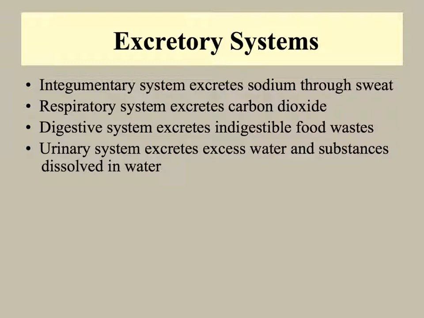We've already talked about several excretory systems as we've looked at other body organ systems. In the integumentary system, sodium is excreted through sweat, and of course excretion is any way of moving waste products out of the body. In the respiratory system, we excrete carbon dioxide every time we breathe, and there are certain other molecules that can go out on the breath. Our digestive system, of course, excretes indigestible food wastes moving through the large intestine. And then today we're going to be looking at the urinary system, which excretes excess water and various substances which will dissolve in that water.